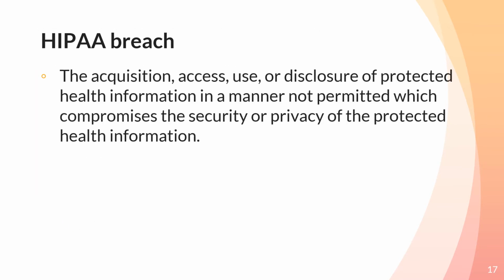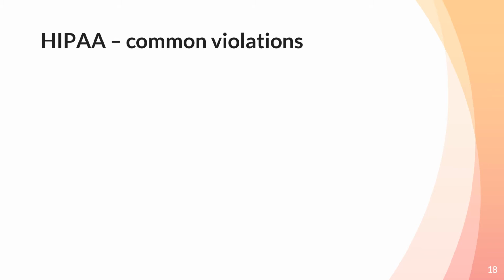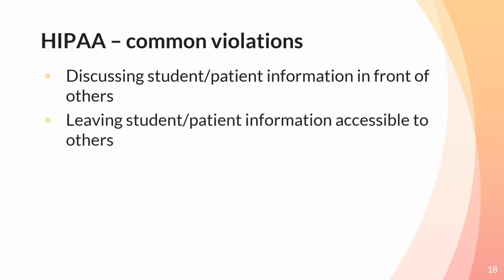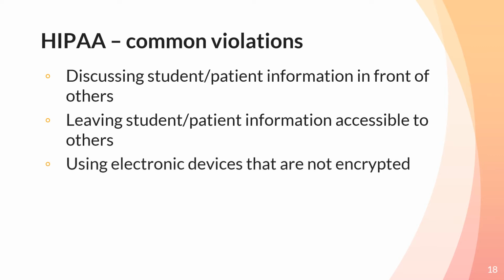A HIPAA breach involves the acquisition, access, use, or disclosure of protected health information in a manner not permitted which compromises the security or privacy of the protected health information. I will now discuss some common HIPAA violations. This includes discussing student or patient information in front of others, leaving patient or student information accessible to others, as well as using electronic devices that are not encrypted.